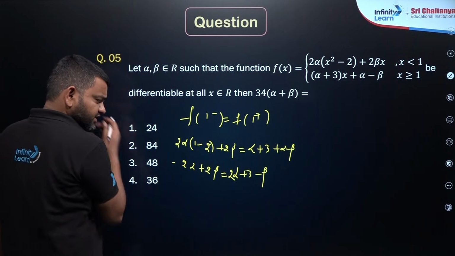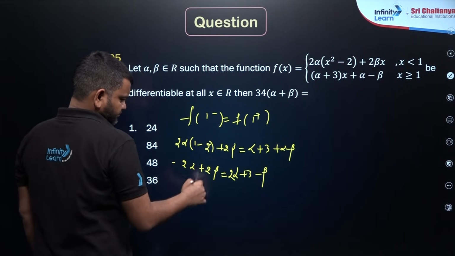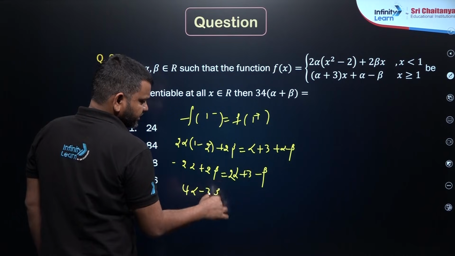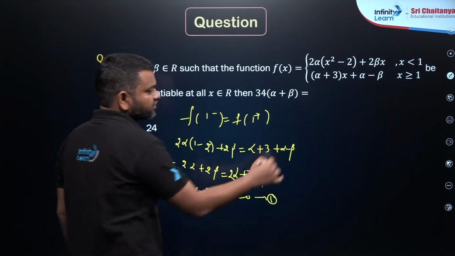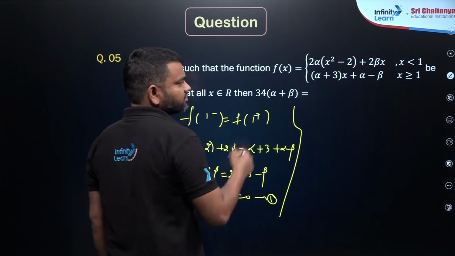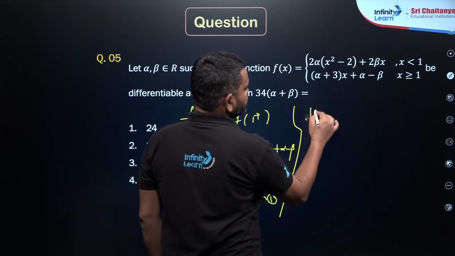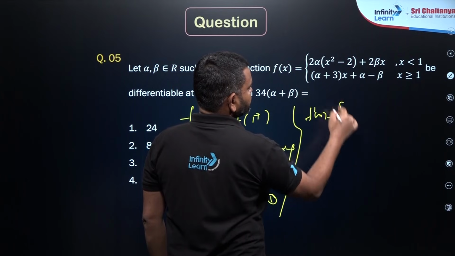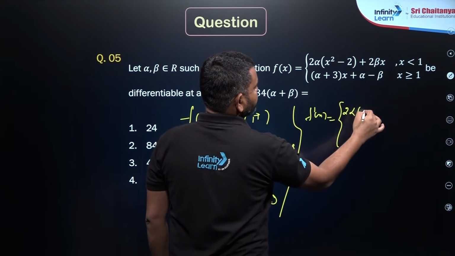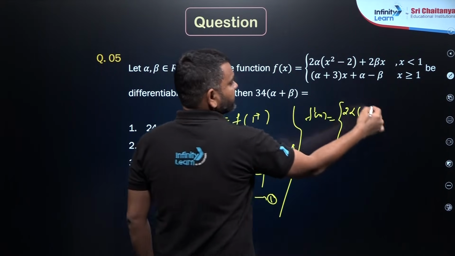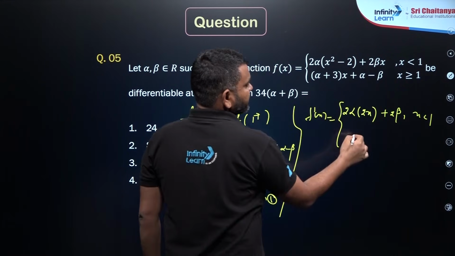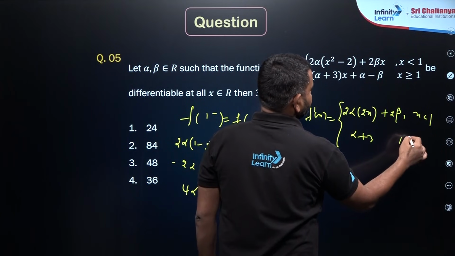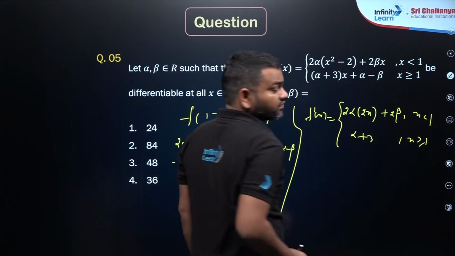Write everything into one side. We are going to get 4 alpha minus 3 beta plus 3 equals to 0. This is going to be your equation number 1. And if it is differentiable, I can also do the differentiation here. So f dash of x is going to be equals to 2 alpha into, this is going to be 2x, and here this is going to be 2 beta for x lesser than 1, and here it is going to be alpha plus beta, alpha plus 3 for x greater than or equals to 1.